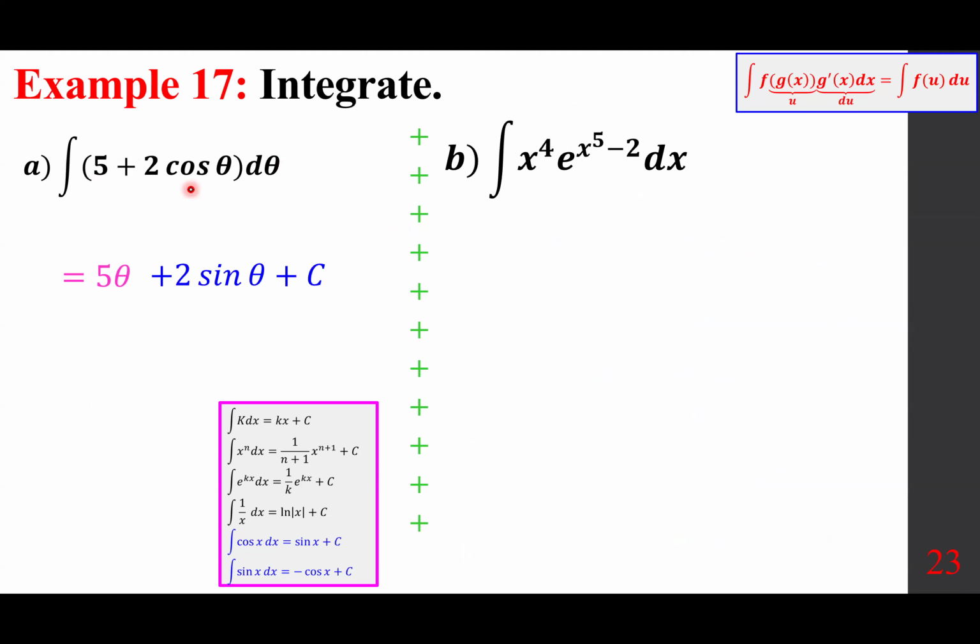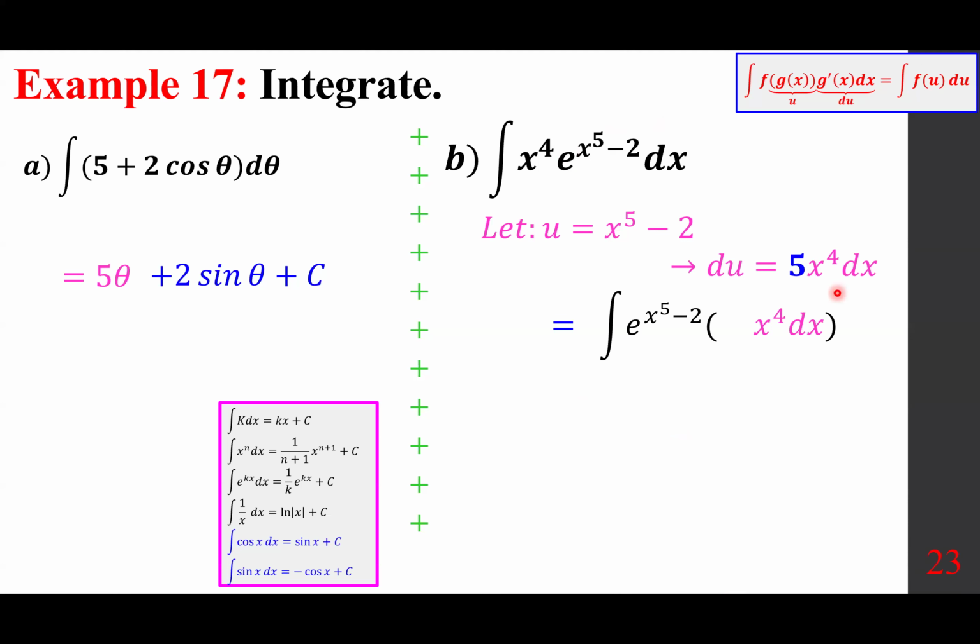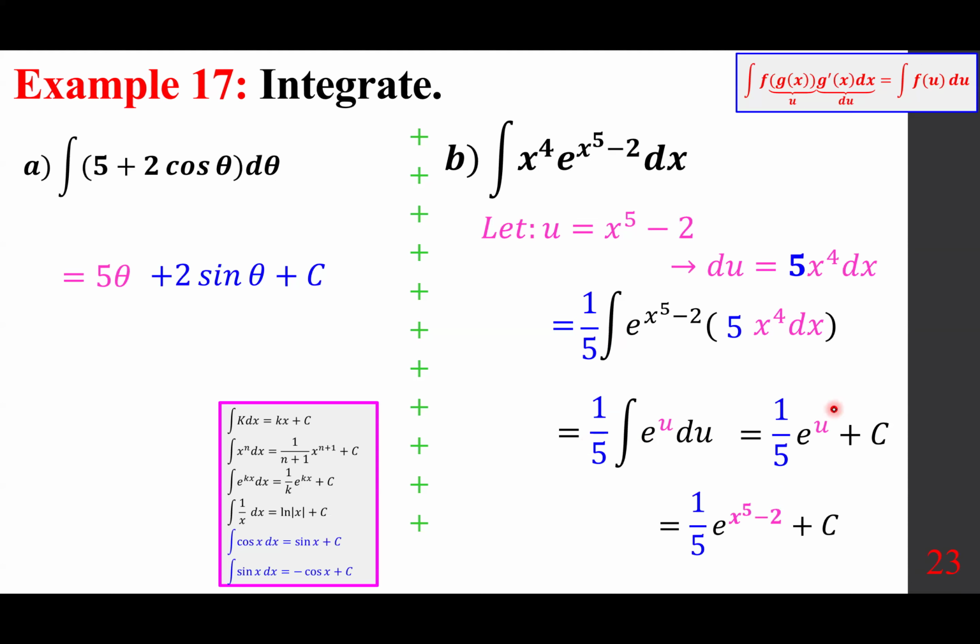What about this case? Anytime you have an exponential, the exponent is the choice of u. Its derivative is 5x to the power of 4, therefore du is 5x to the power of 4 dx. We move things around, so we can clearly see that everything is in order except the number 5. You can solve for dx, or better yet, just throw in the 5, undo it with 1/5. And so the answer is just e to the power of u. Don't forget the 1/5 and a constant. Replace the u with x to the power of 5 minus 2, and you're done.